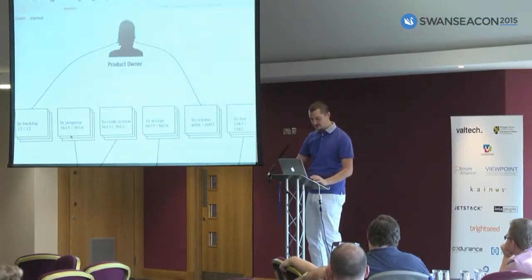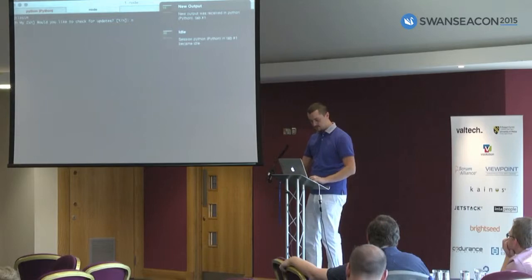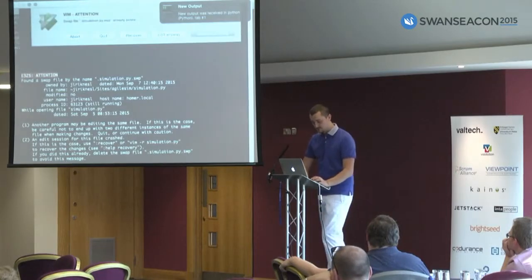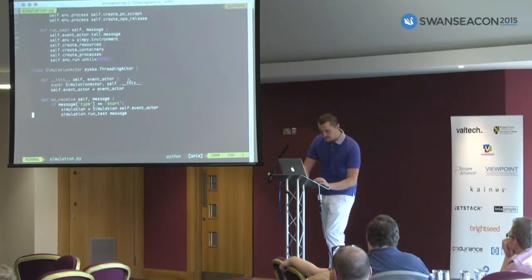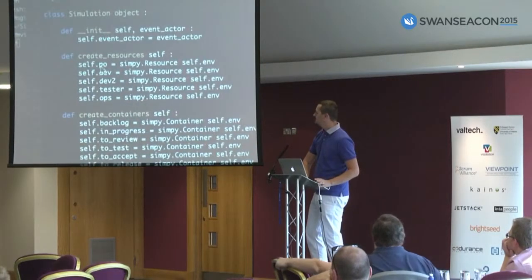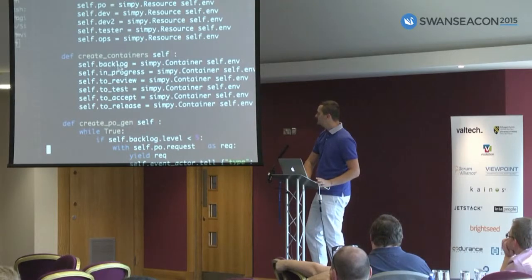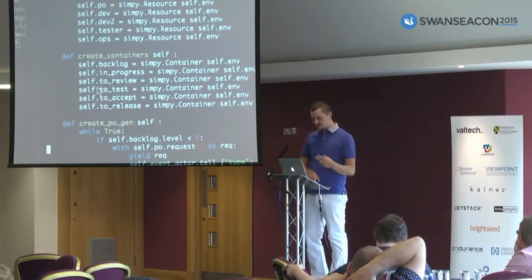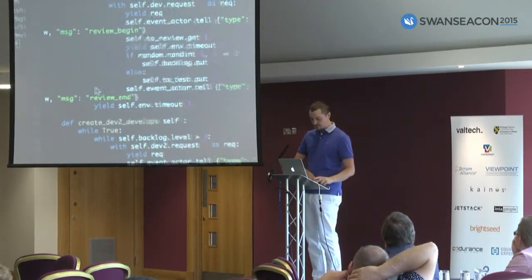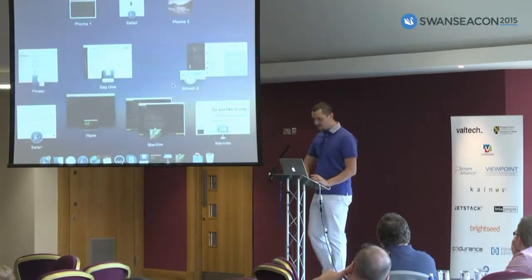In my simulation, it's not necessary to show the source code, but I only want to show you it's not very long. It's 160 lines, a whole simulation. You have resources: product owner, developer 1, developer 2, tester, and operations guy. Containers, which are backlog, in progress, to review, which are basically phases of the tasks. Then you have a couple of processes, and so on, and you have your simulation. So feel free to download that and do your simulations.